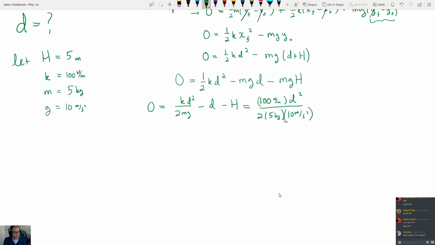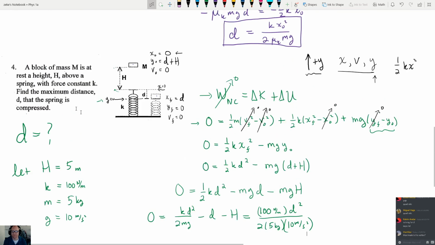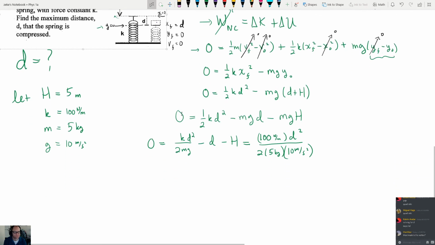Maximum is the vertex? What about maximum? I don't understand the question, I'm sorry. What maximum and what vertex? Oh, you're talking about the maximum distance here. It just means it's the place where the block comes to rest. It's the place where the spring basically starts to push back on the block and push it upwards. If that's what you mean by vertex, then maybe so.